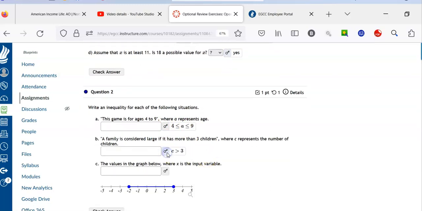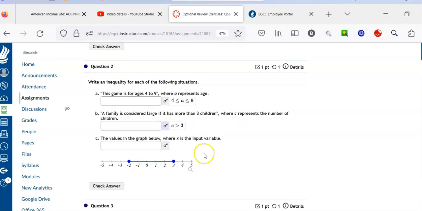Okay. All right. Greater than 3. Okay. More than 3 children. Okay. More than 3 means you cannot include 3. So it has to be greater than. C is greater than 3. All right.